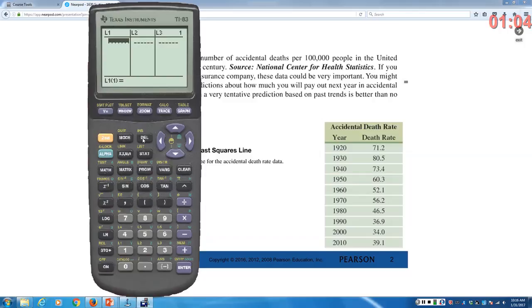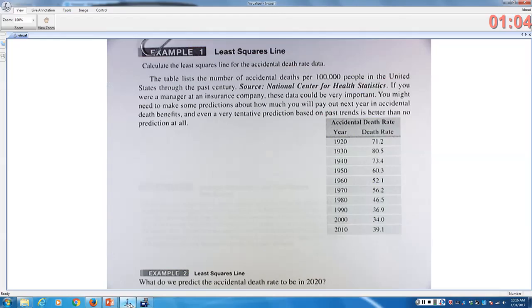Now, we don't want to enter 1920, 1930, 1940, 1950, and so forth, because that's going to make our y-intercept, it's going to exaggerate all the numbers and make it harder to find the graph that we want to find. So what we're going to do is something called scale the data. And when I say I'm going to scale the data, this is what I'm going to do.